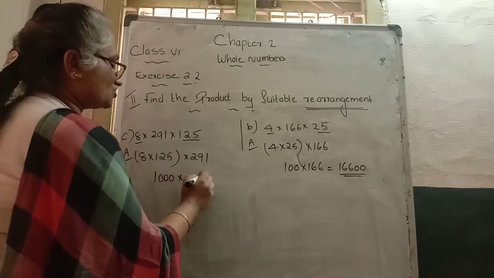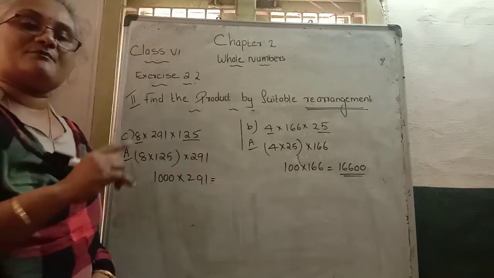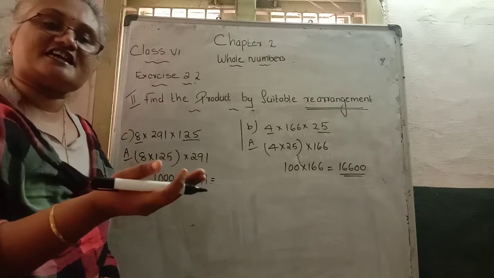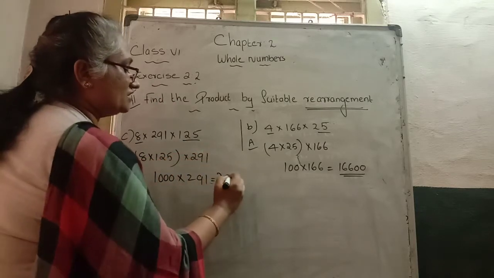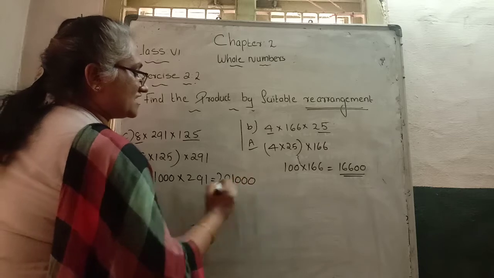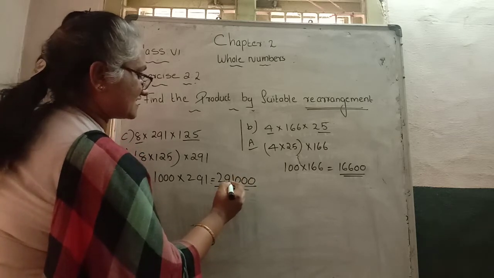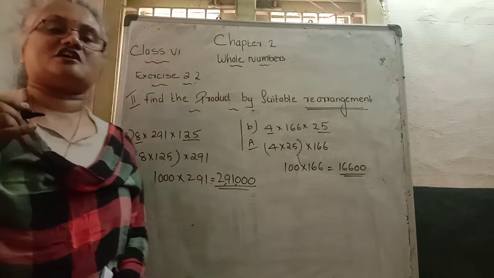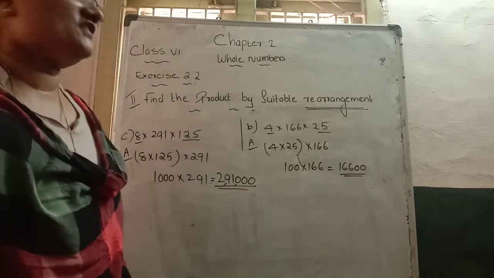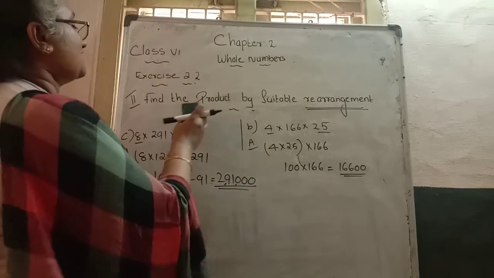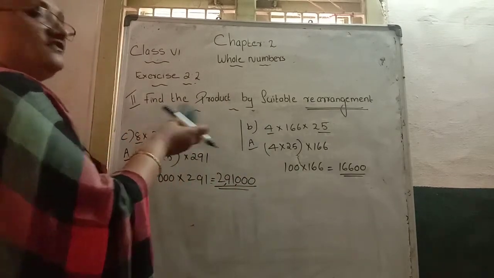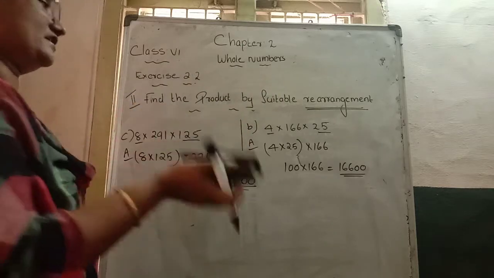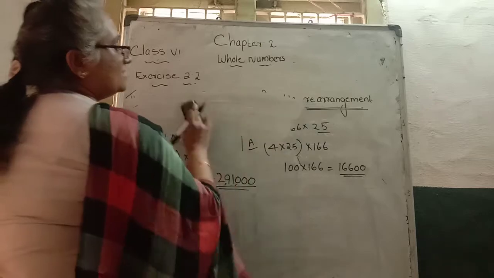1000 is multiplied with 291. Any number multiplied with 1000, what is the answer? The same number, right? 1000 carries how many zeros? 3 zeros. So we directly and easily get the answer. How do we read that answer? 2,91,000 is the answer. This is one way they ask the second question. Find the product. Anyway we can find the product, but they ask to find it the easy way. I hope you can understand this model question.